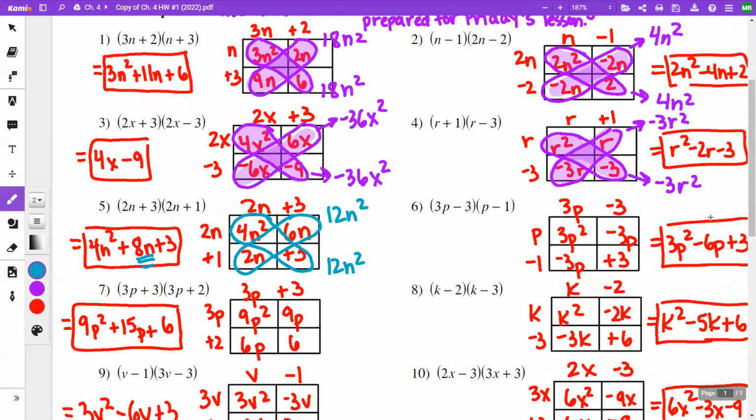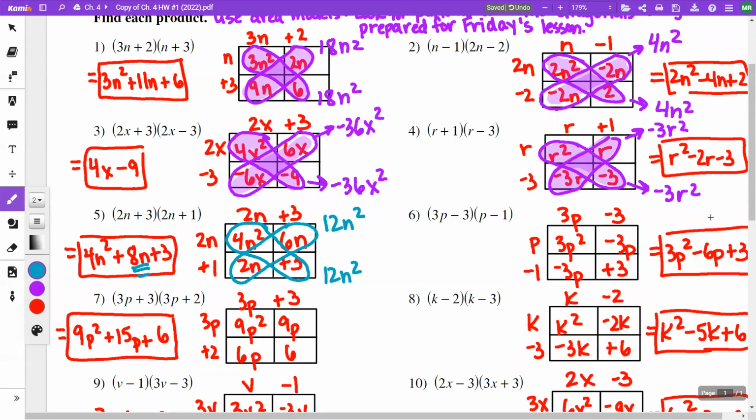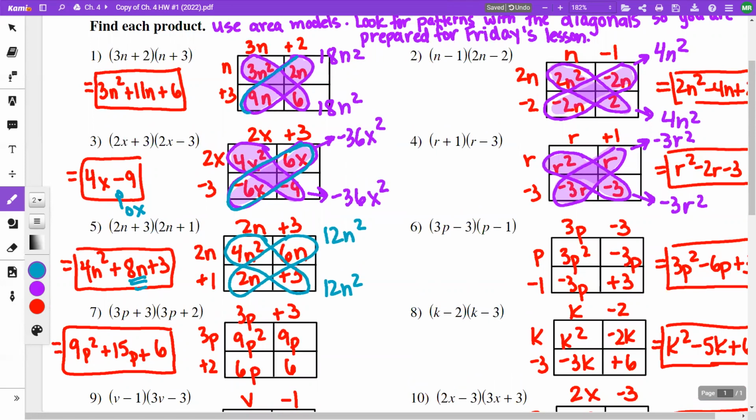If I'm looking at the one above that, they multiplied to a negative 36. But the negative 6x and the positive 6x right here not only have to multiply to a negative 36, they have to add to 0x, because I had no x. On number 1, this 9n and 2n multiplied to an 18n squared, but they have to add to that 11n. That's how all of these are going to be. So that's how we're going to be doing these problems.